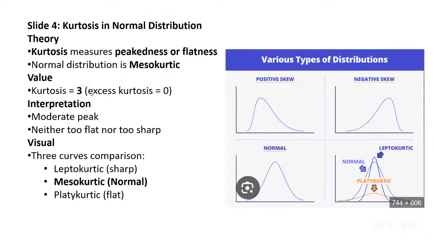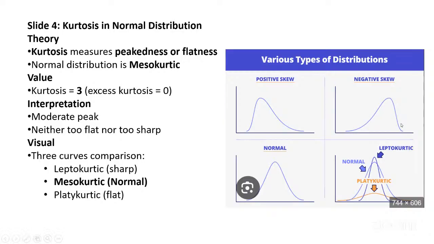Next, come to the kurtosis part. Kurtosis measures the peakedness or the flatness. How peaked is the distribution? We have the data and we are measuring the peakedness of the data points. We plot the data points and try to fit some distribution curve, and we want to know how peaked the data set is.